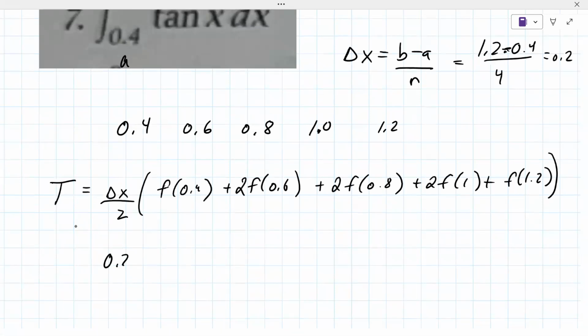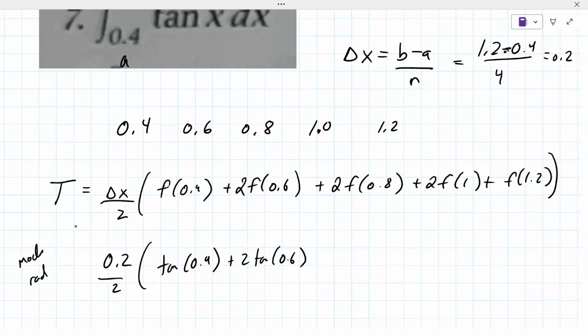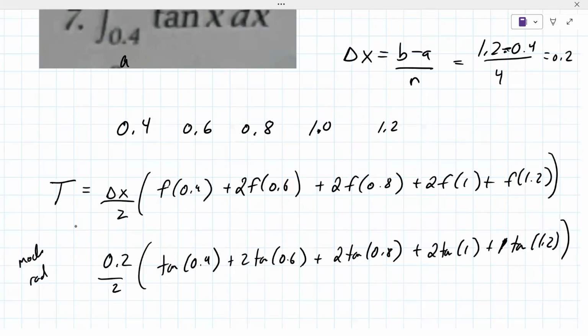So we got 0.2 divided by 2, tangent 0.4. Make sure your mode is in radians. Plus 2 tangent 0.6 plus 2 tangent 0.8 plus 2 tangent of 1 plus 1 tangent 1.2. These are all calculator problems.